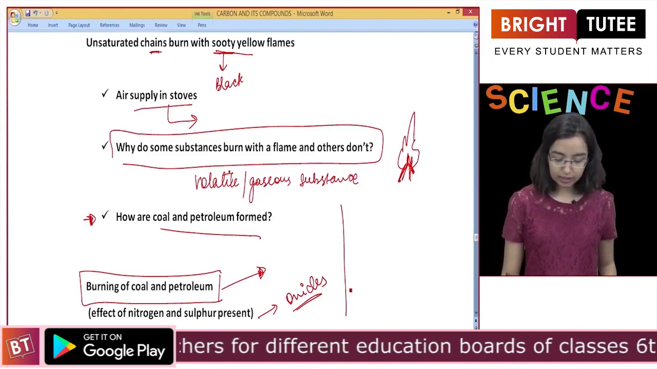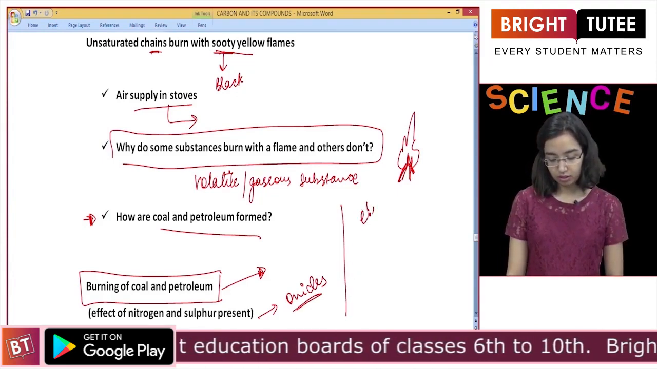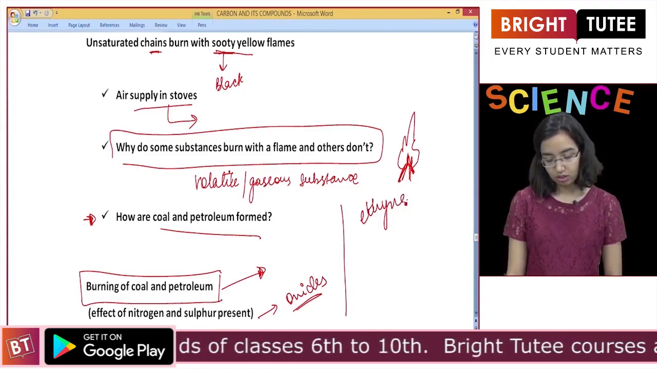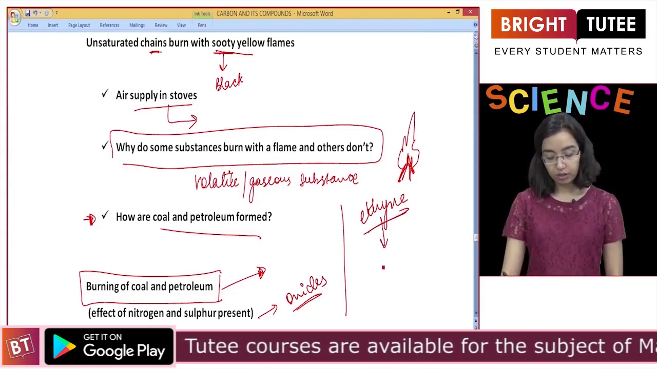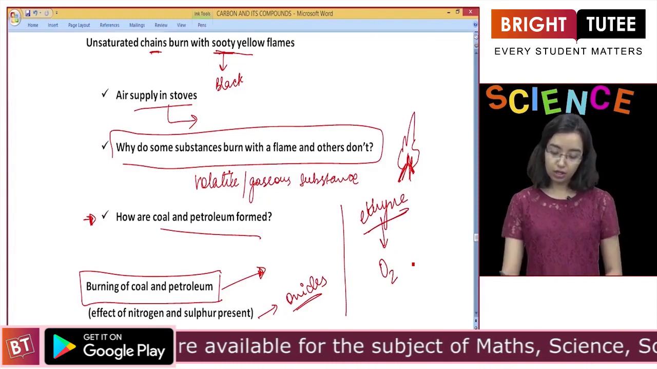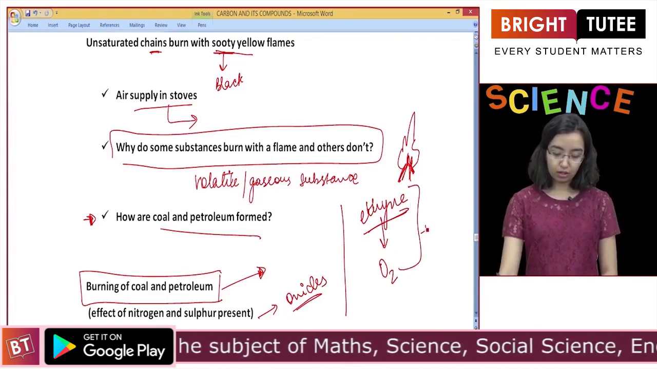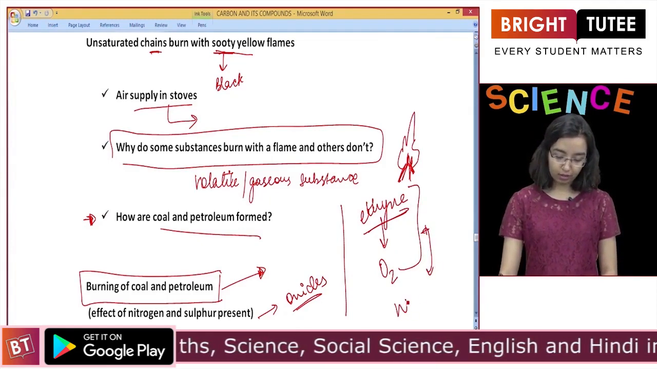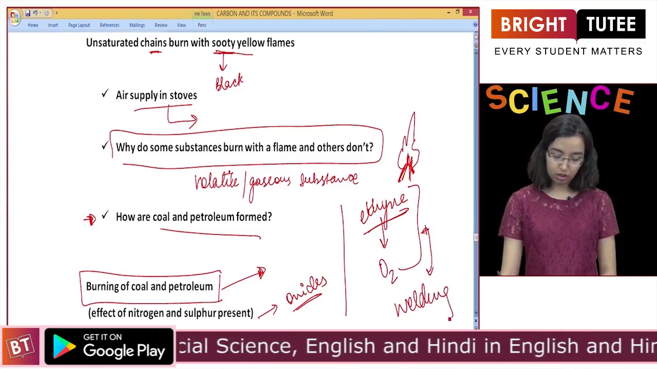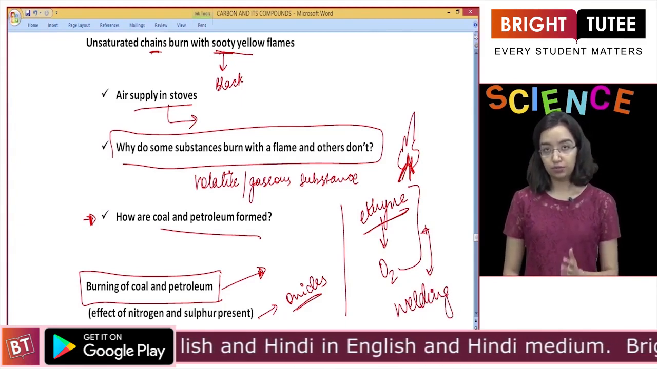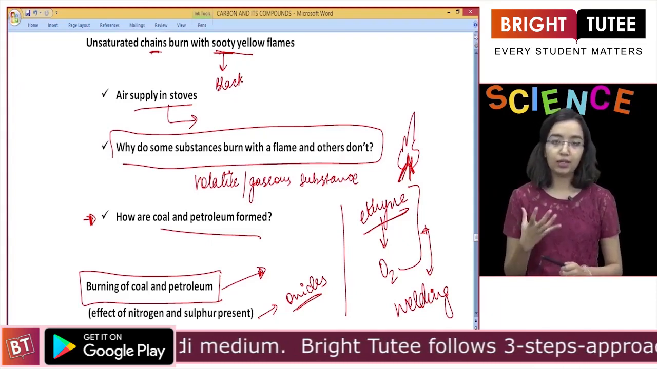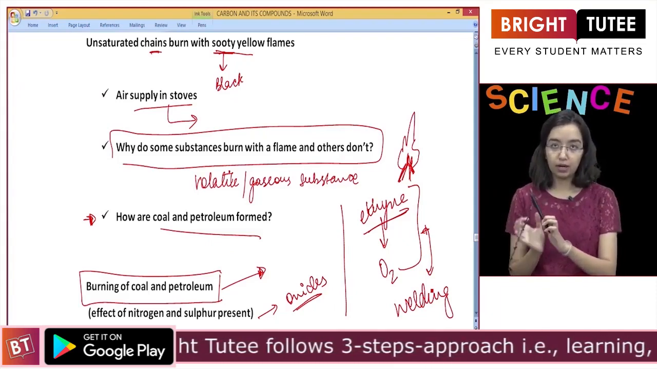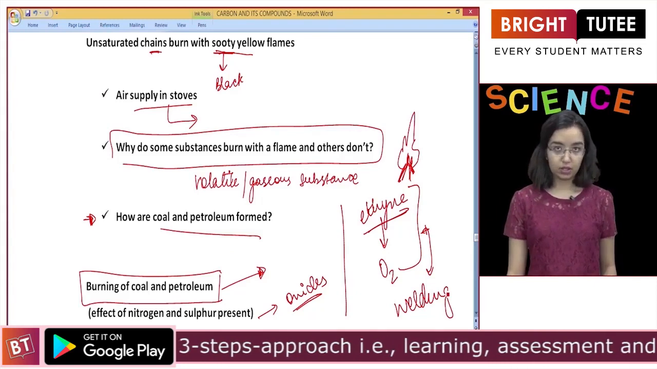Another thing that you can understand here is ethyne. Ethyne is an unsaturated carbon compound which is burned with pure oxygen. So ethyne and oxygen together are used for welding. When ethyne is burned in the presence of pure, rich oxygen, it releases a lot of energy, and that energy is used to weld together metals, and this process is called welding.